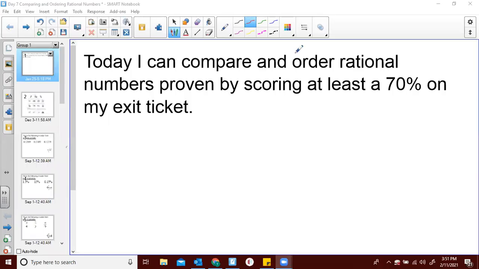All right, so today we're going to talk about comparing and ordering rational numbers. So yesterday we just compared them, figured out which one was bigger out of the two, or smaller out of the two, or how it fit in the middle. Today we're actually going to kind of build on that.